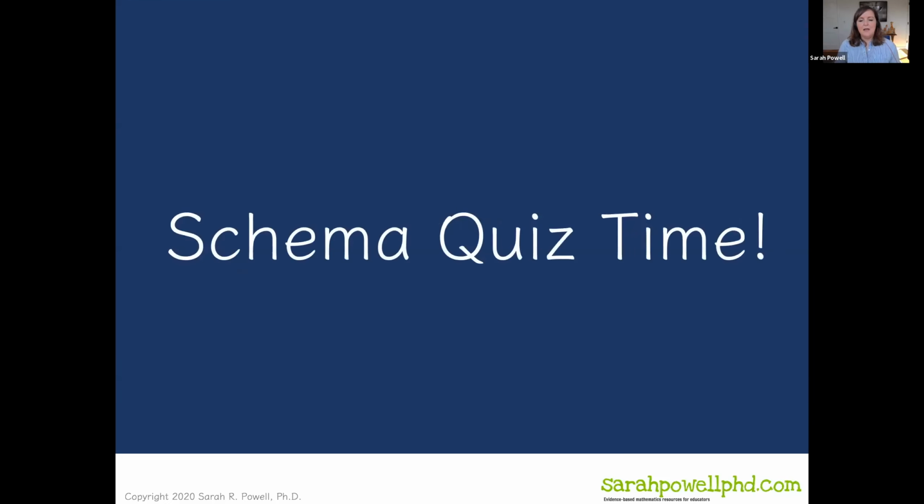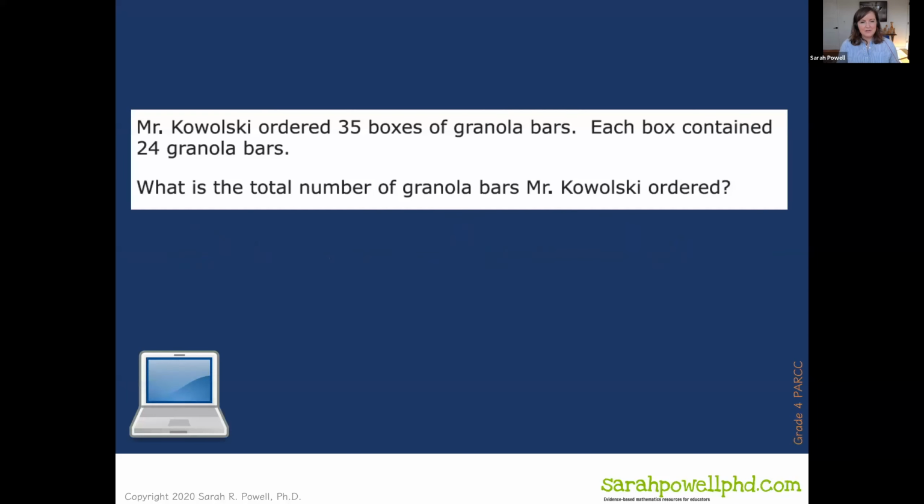Now, before I do that, I think it's a good time to pause and be reflective about what these multiplicative schemas are that we've talked about Wednesday and today. So I'm going to show 3 word problems and just give about 10 or 15 seconds to read the problem. And then if you have a guess as to whether it's an equal group story, a comparison story, or a ratios or proportion story, I'd like you to type that in the chat box there. So here's a story about Mr. Kowalski and his granola bars. Do you think this is an equal group story, a comparison story, or a ratios or proportion story?